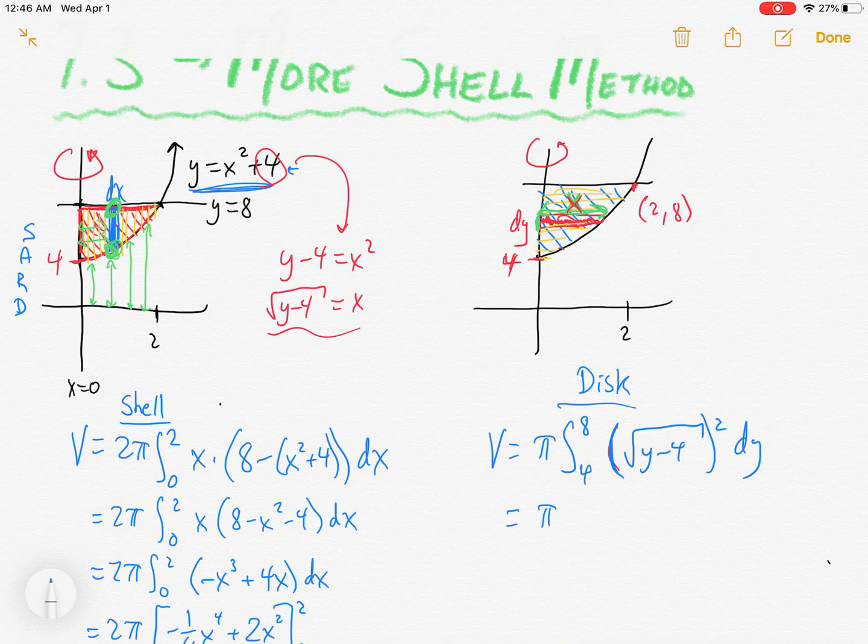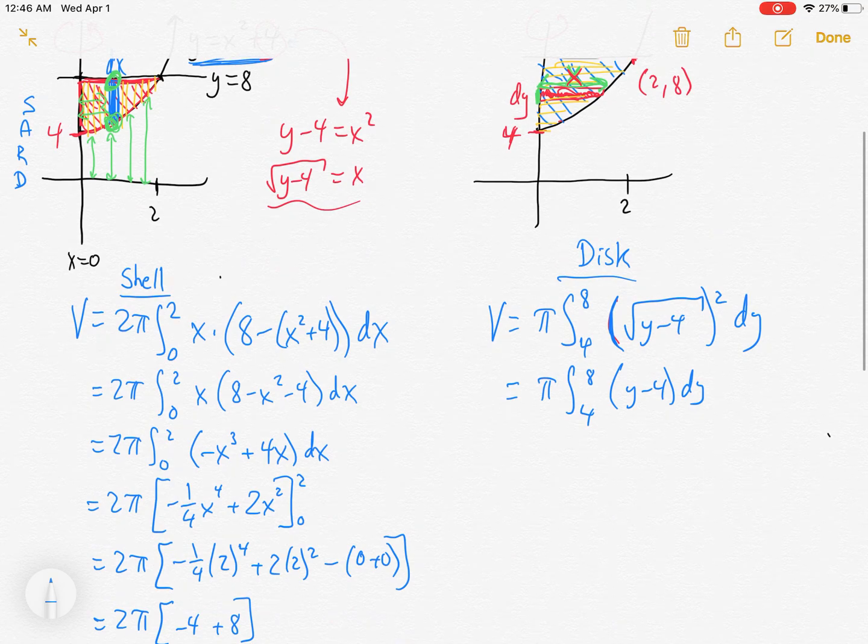No. Let me just double check. Yeah, that looks good. Okay, so 4 to 8, this just becomes y minus 4. So you might see that disk on this one is actually easier. There's a little bit of work to rearrange, but look, the integral is going to be a lot nicer. 1/2 y squared minus 4y. We're hoping to get 8 pi.